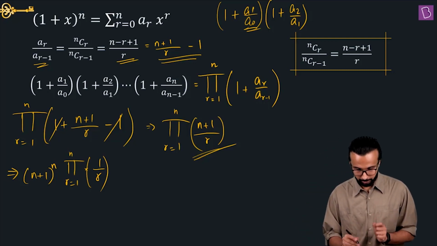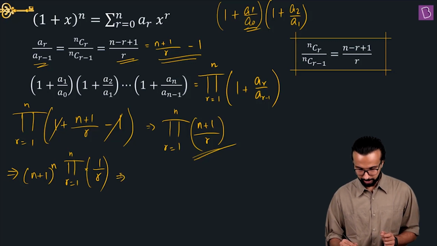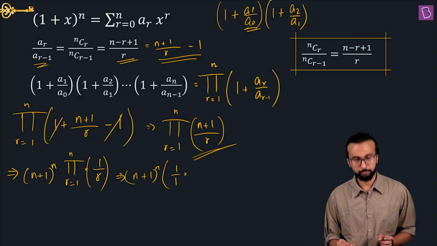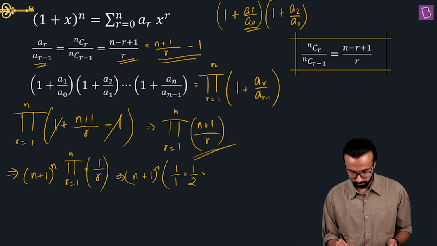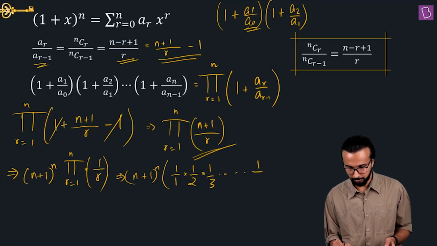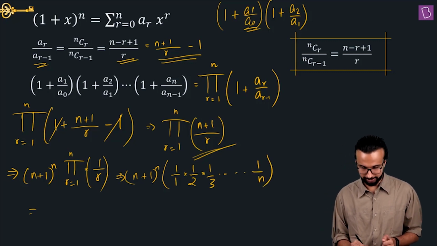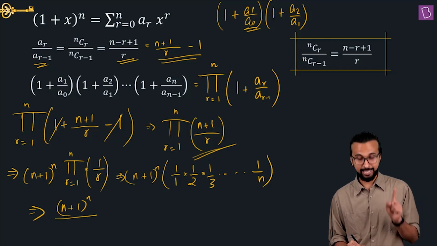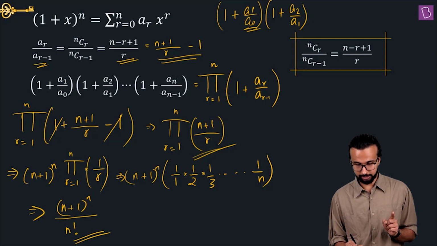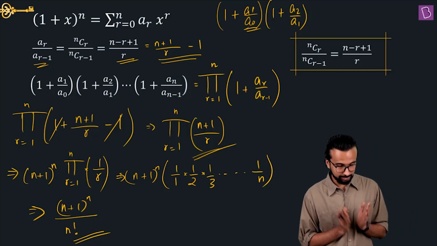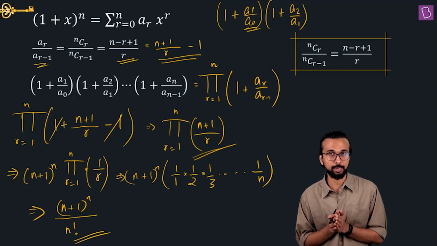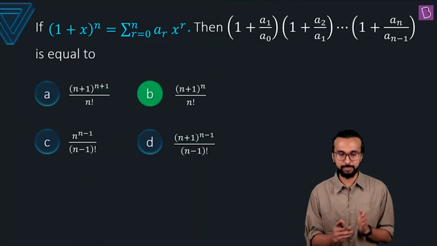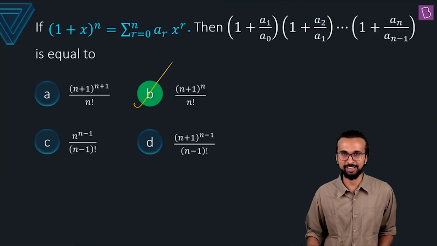Now this pi r equal to 1 to n, 1 by r, what is that even? That is 1 by 1, put different values of r, 1 by 2, 1 by 3, all the way up till 1 by n. So what do you get here? You get nothing but (n + 1)^n in the numerator and n factorial in the denominator. So this will be my final answer: (n + 1)^n divided by n factorial, which is nothing but option B here. Alright, got that?